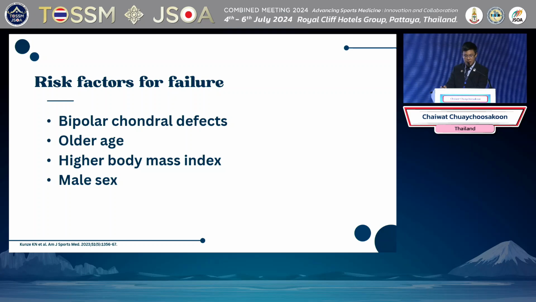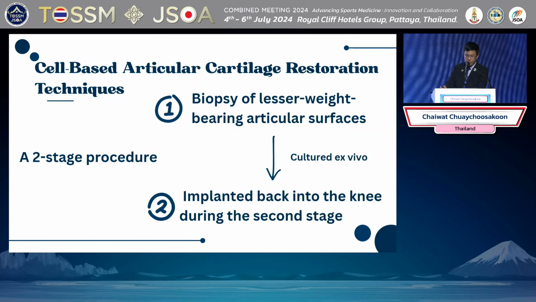There are some factors for failure. The first one is a bipolar condyle defect. The second one is older age. The third one is high BMI, and the fourth one is male sex. For ACI, we know that the healing of the cartilage is quite good. It may be hyaline cartilage, but this one is a 2-stage procedure.